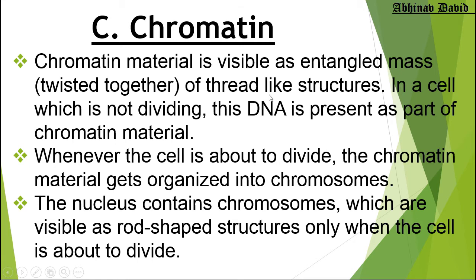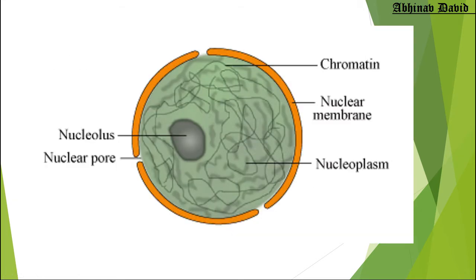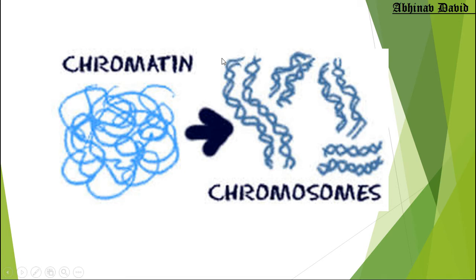Now, these thread-like structures are only present when the cell is not dividing. Whenever the cell is going to divide, these thread-like structures will change their structure. They will not remain as thread-like structures. They will change to something else. And what is that something else? This is called the chromosome. As you can see in the diagram, these thread-like structures which are twisted together or entangled form a structure when the cell is going to divide, and that structure is called chromosome.